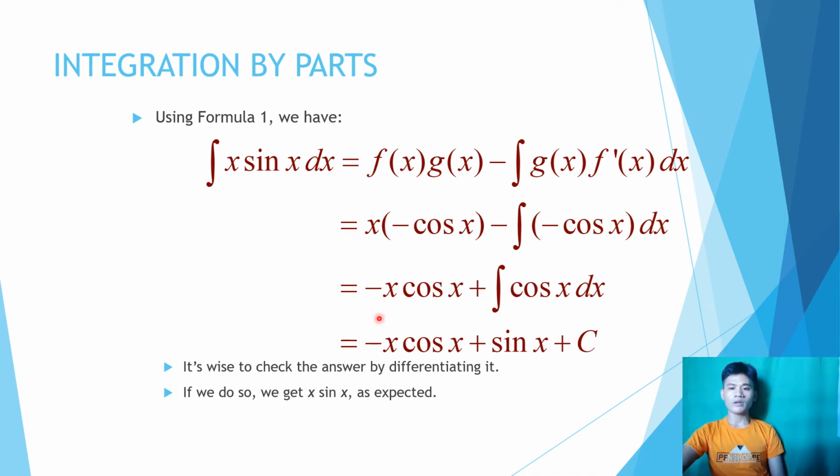As we combine these terms, we came up with negative x cosine x plus, it becomes addition because negative times negative is positive, the integral of cosine x dx. Then we integrate this and come up with sine x, so we have negative x cosine x plus sine x plus c. It is wise to check the answer by differentiating it. If we do so, we get x sine x as expected.